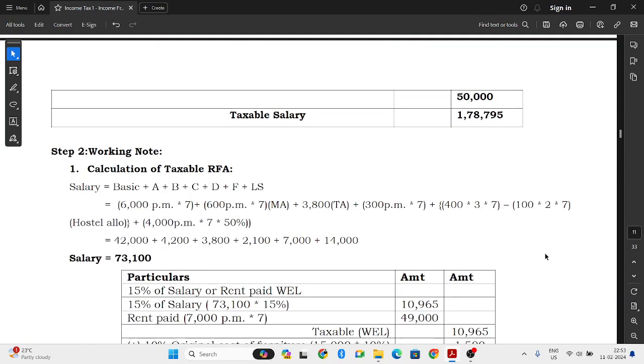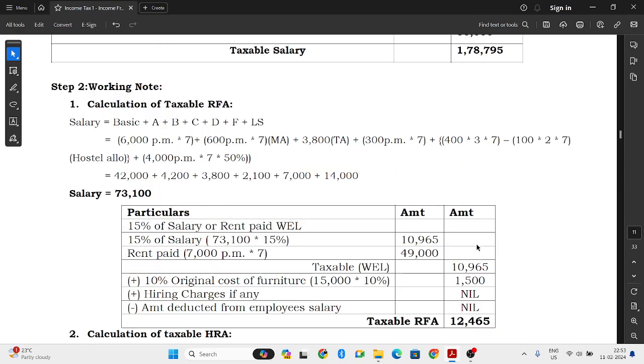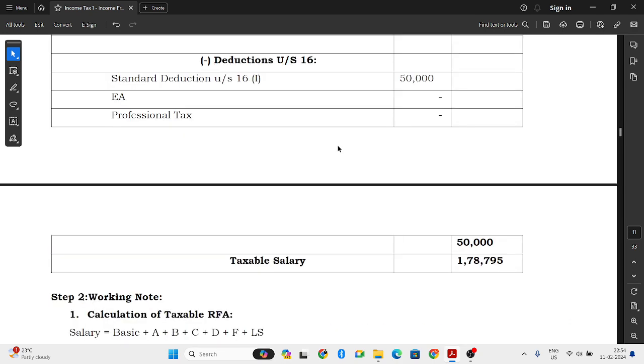So we have to calculate RFA here. For the purpose of RFA, you will consider everything. First is basic pay, that is 6,000 per month into 7 months, plus 600 per month into 7 months. So why did this 600 come here? I'll show it here.